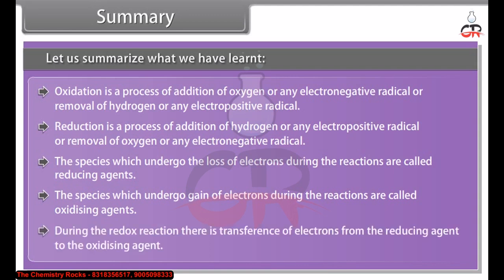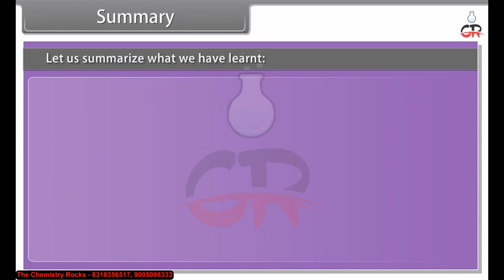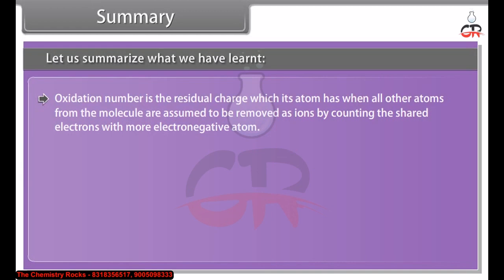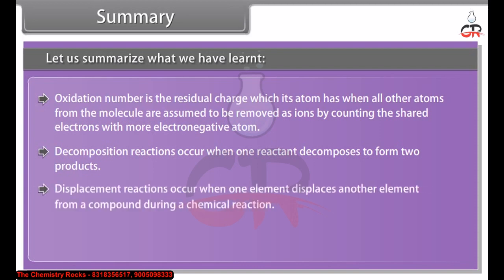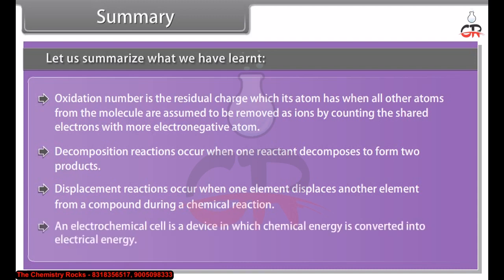During the redox reaction, there is transference of electrons from the reducing agent to the oxidizing agent. Oxidation number is the residual charge which an atom has when all other atoms from the molecule are assumed to be removed as ions by counting the shared electrons with the more electronegative atom. Decomposition reactions occur when one reactant decomposes to form two products. Displacement reactions occur when one element displaces another element from a compound during a chemical reaction. An electrochemical cell is a device in which chemical energy is converted into electrical energy.